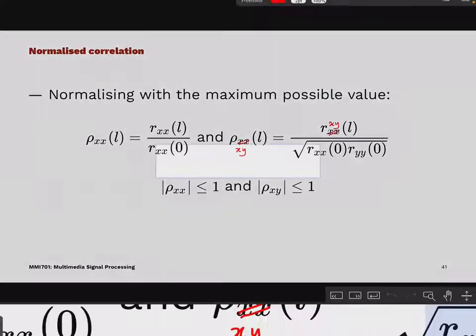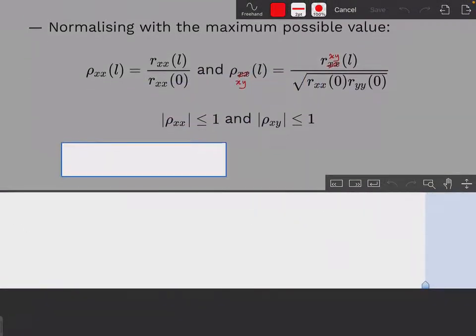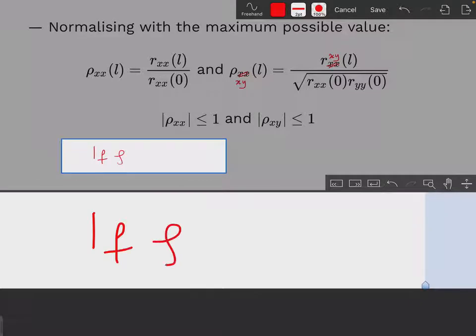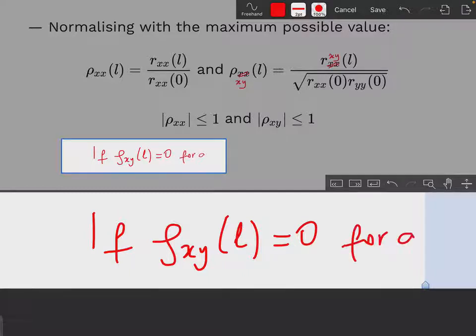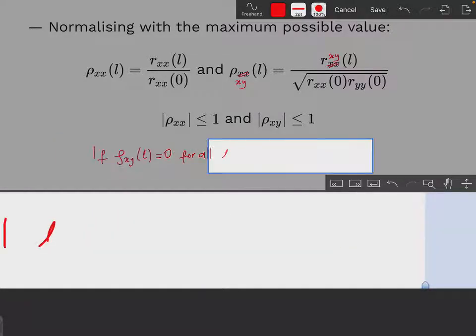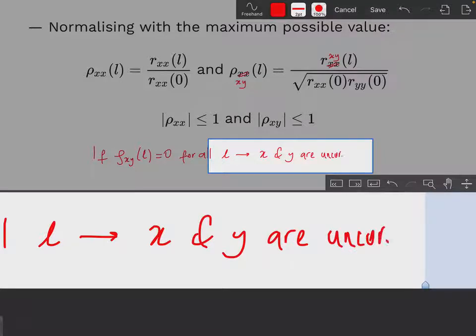Okay, so let me just write this down as a little note then. If rho xy L is 0 for all L, then X and Y are uncorrelated signals.